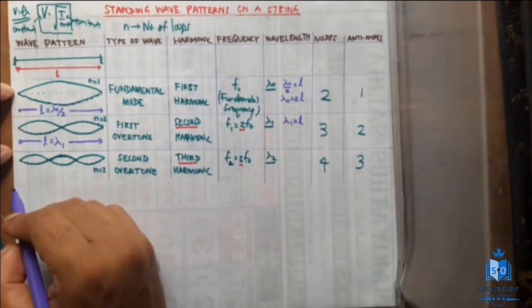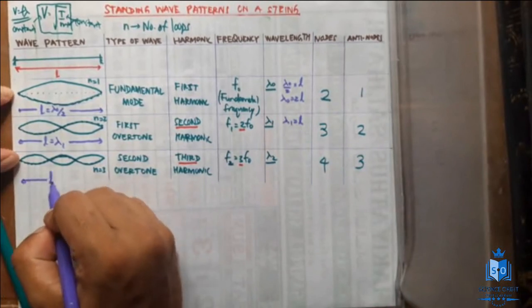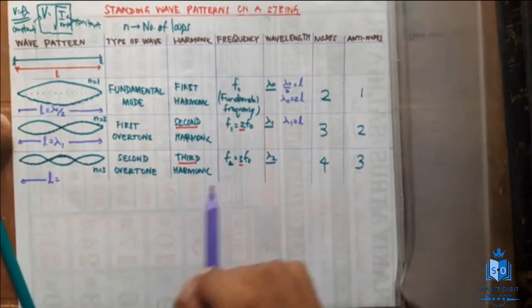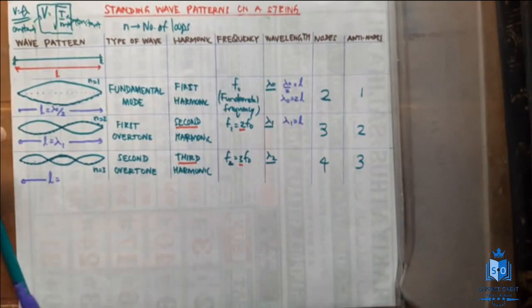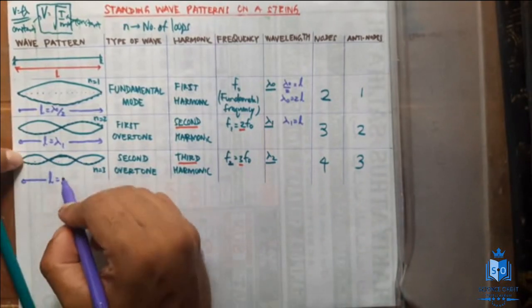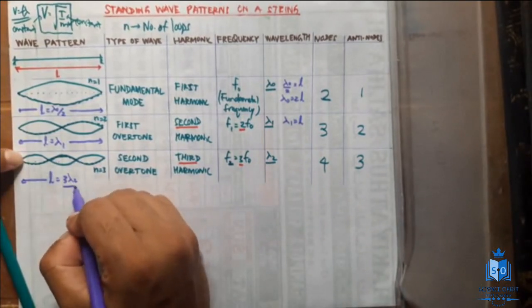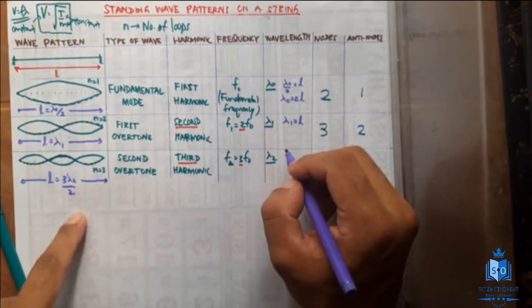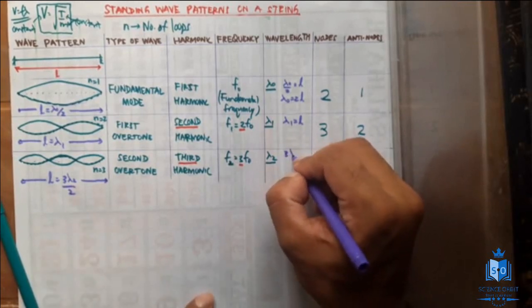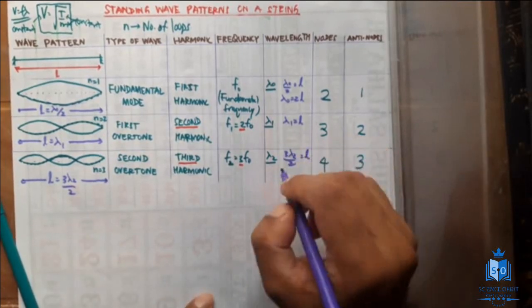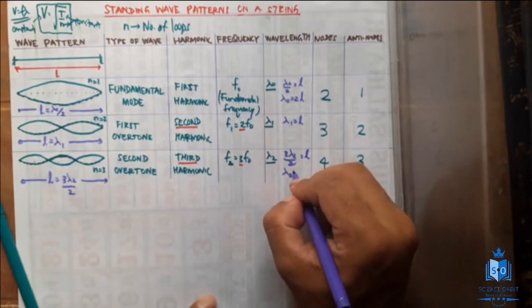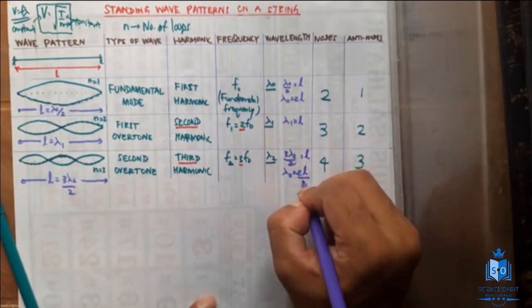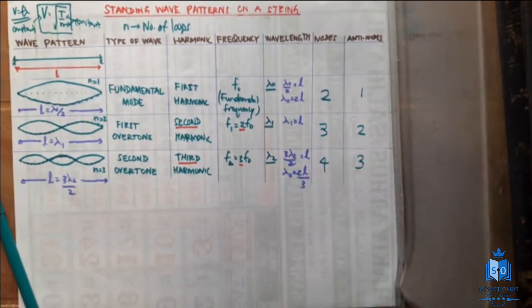And here, when you mark the length, L is equal to, now lambda 2, but 1, 2, 3 loops are there. So, when there are 3 loops, you can say 3 lambda 2 by 2. For one loop, lambda by 2. So, when there are 3 loops, 3 lambda 2 by 2 is equal to L. So, what is lambda 2 then? Lambda 2 is going to be equal to 2L by 3.